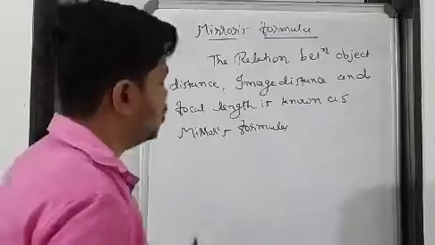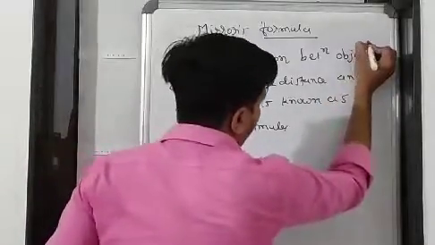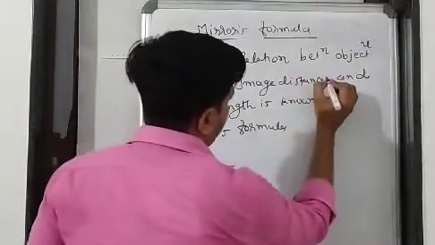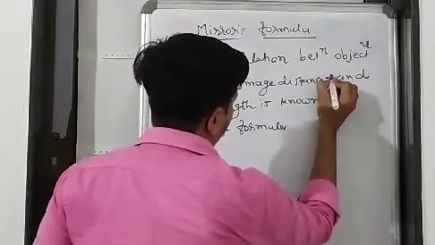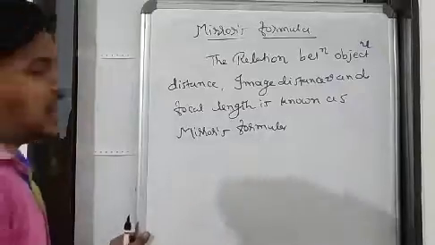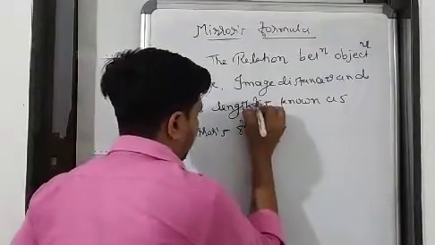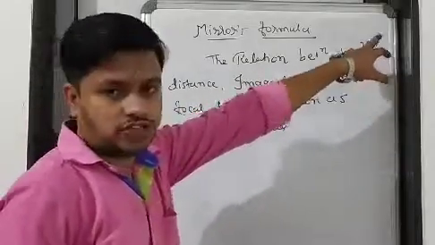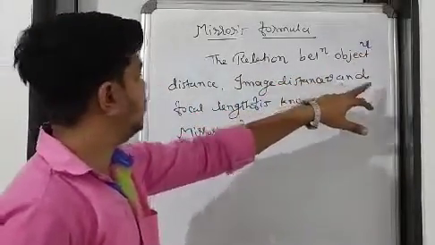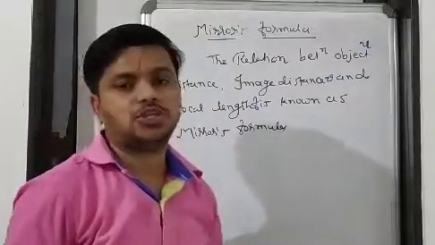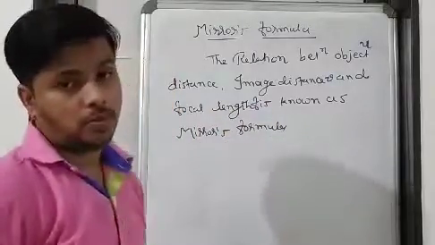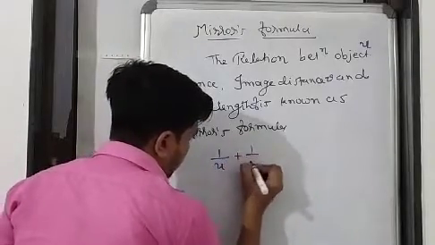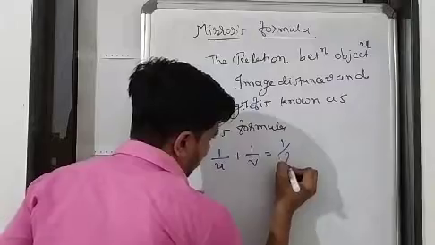The object distance is generally denoted by small u. Image distance is generally denoted by small v. And the focal length is generally denoted by small f. The relation between object distance u, image distance v, and focal length f is known as the mirror formula. The formula is 1 upon u plus 1 upon v is equal to 1 upon f.